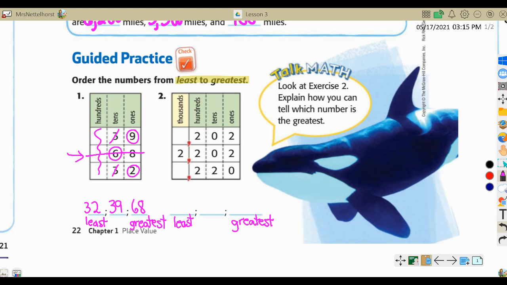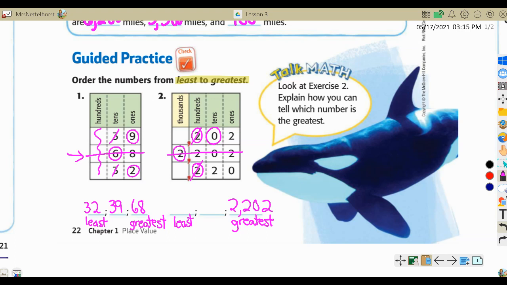Okay, so looking at the thousands place, I see I have a 2 here, so that's my greatest number. 2,202. Now I'm going to cross that out because I already used it. I'm going to use my strike through tool. Okay, now I'm going to compare in the hundreds place. I have 2s, so I'm not going to pay attention to those.